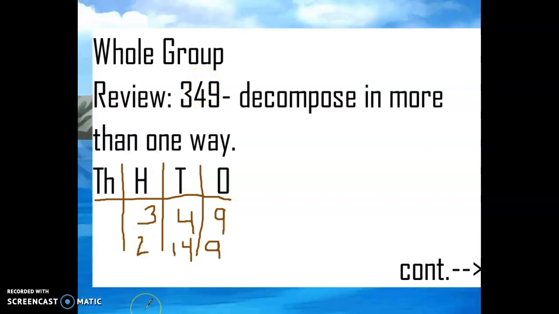Now, this again is something that you could really relate to with money, because you might have 2 $100 bills. That would be nice. 14 tens, $14 $10 bills, and 9 $1 bills, and you would still have $349. So that's a practical way to look at it.